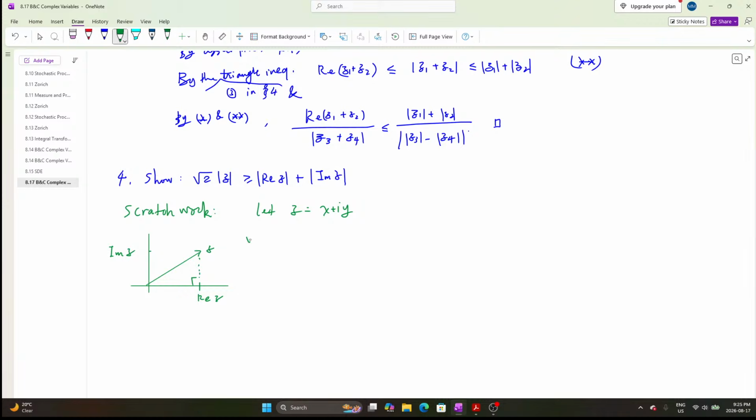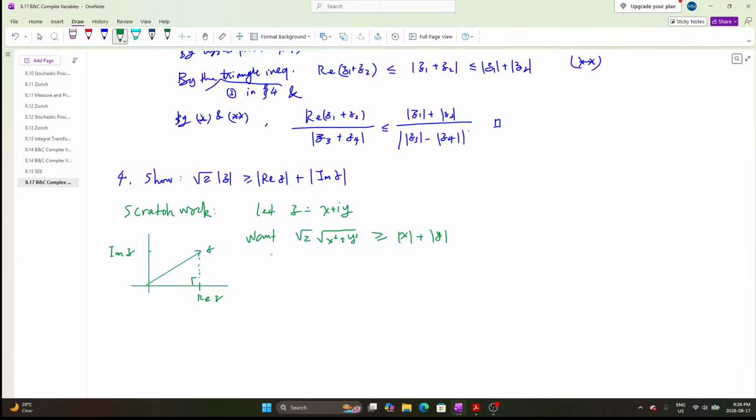So what do we want? You want the inequality square root of 2 times the square root of x squared plus y squared to be greater or equal to the absolute value of x plus the absolute value of y. How do you get that? Right here, x and y are reals.